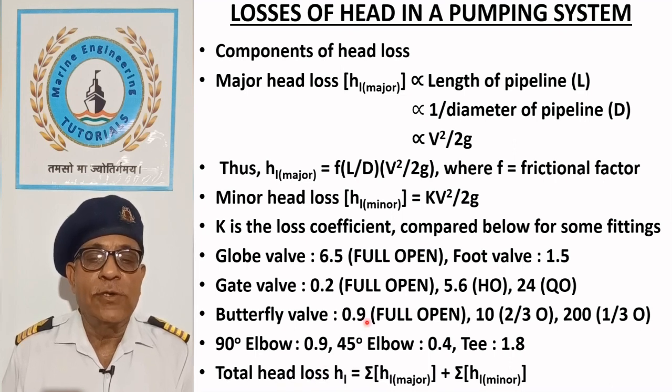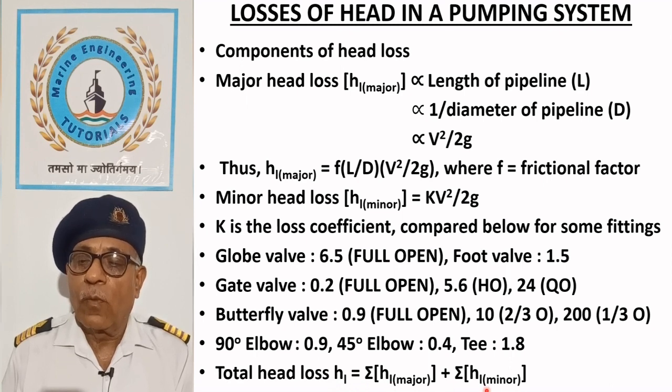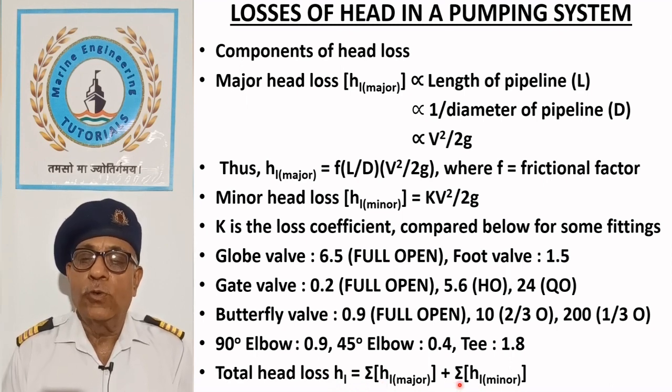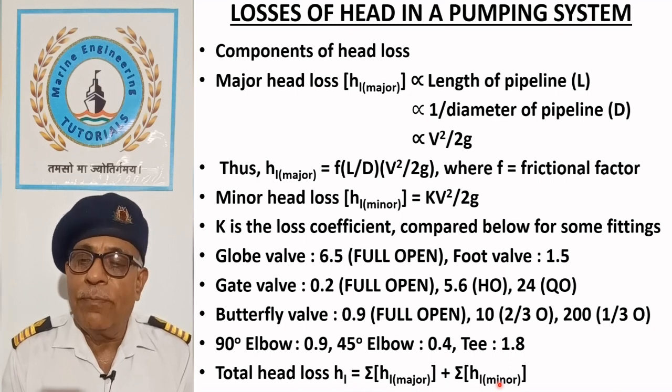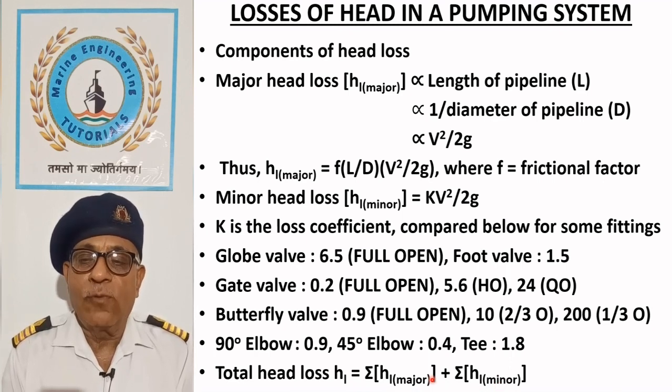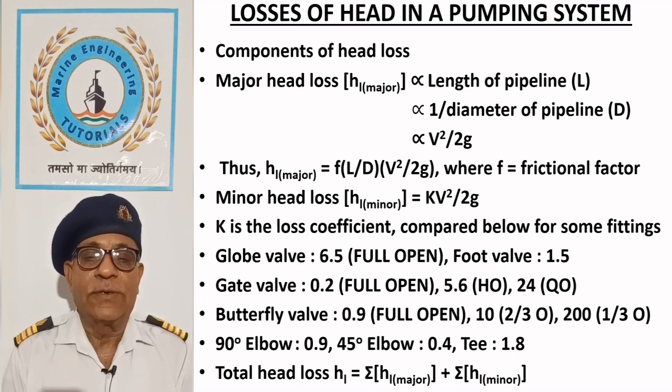Total head loss is the sum of major head loss and minor head loss. In order to reduce head loss in the suction pipe, short length of large diameter pipe is preferred with minimum fittings.